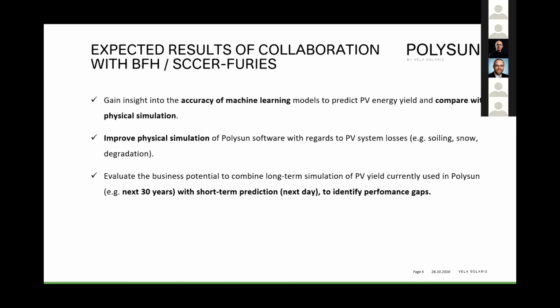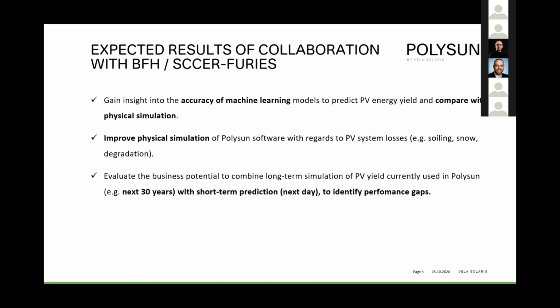As a result of doing this, we then can identify how the physical simulation of our software Polysun can be improved, for example, with regards to PV system losses. That can be soiling, snow degradation. So we could use or combine machine learning methods with the physical simulation. So that's, of course, an interesting field we would like to explore more.